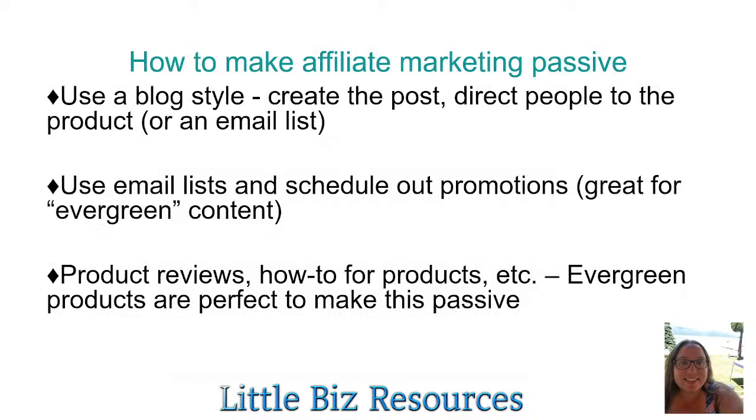All right, so for affiliate marketing, to make this passive, because you're thinking, wait, if I'm constantly recommending products, how is this passive? You can use a blog style. You create a post and direct people to the product, or an email list. Of course, you use marketing automation to help with that. That is not as passive as some people would like it to be, but it is a way to do it. You could schedule these out. You could have one blog post and it could last for a while, right? You could still be bringing people in from a blog post over and over again if you set up your automation. So it is a way to make it passive.